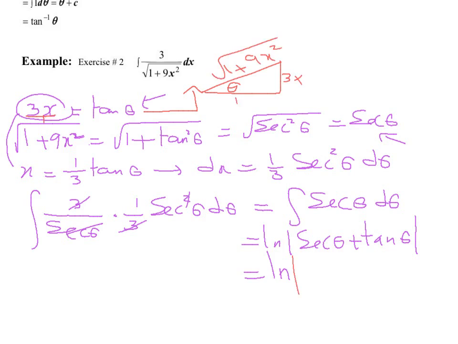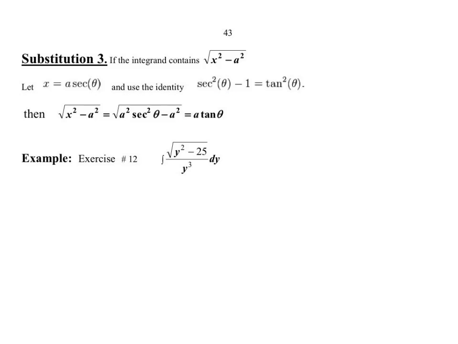Secant theta is the reciprocal of cosine, so this is going to be 1 plus 9x squared, plus tan theta, which is already equal to 3x. Now, this is the third type of trigonometric substitution, which looks like secant squared minus 1. This looks like secant squared minus 1. And that's why we are going to take x equal to a secant theta.